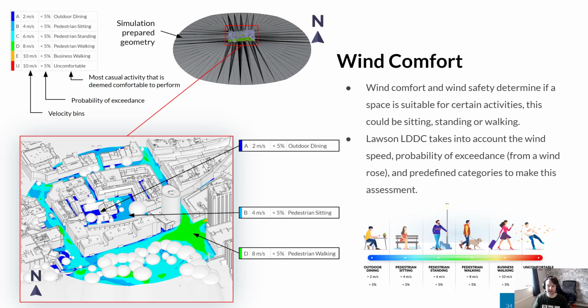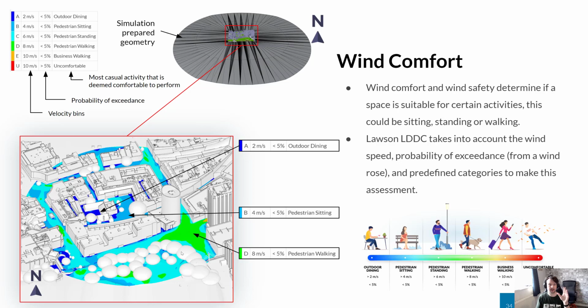What's good to know is that we do, of course, offer different comfort criteria which might be relevant for different parts of the world. So we do offer the Lawson LDDC comfort criteria, as I showed in the demo, but we also do Davenport and NEN 8100 as well, with a few more on their way to keep up with some new standards that have been implemented across the world.